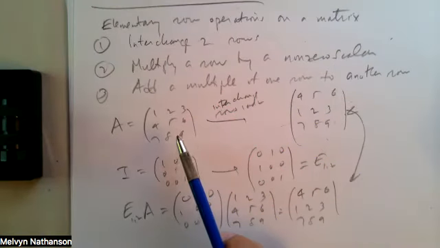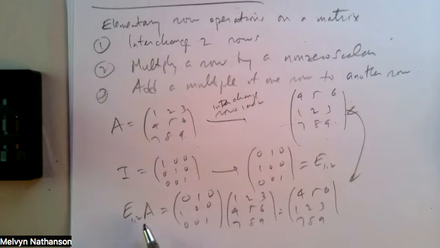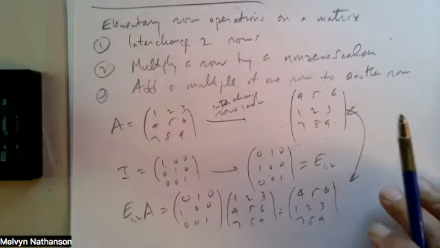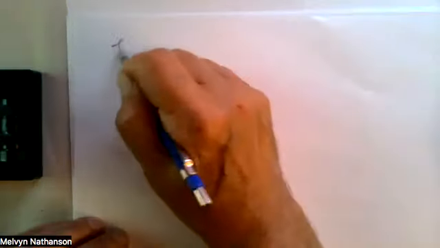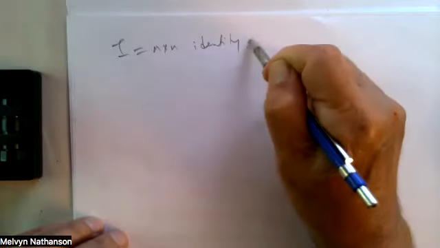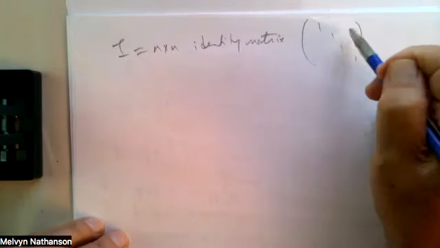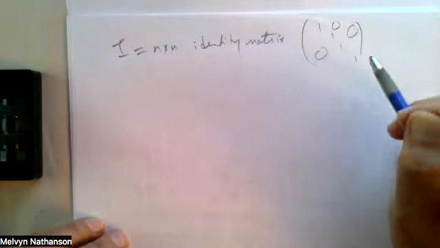So I can perform the elementary row operations, at least the elementary operation of interchanging 2 rows, by multiplying the matrix A on the left by this elementary matrix, which I got by interchanging the corresponding rows on the identity. And in general, suppose I is the n by n identity matrix. So this is always a matrix with ones down the main diagonal and zeros everywhere else.